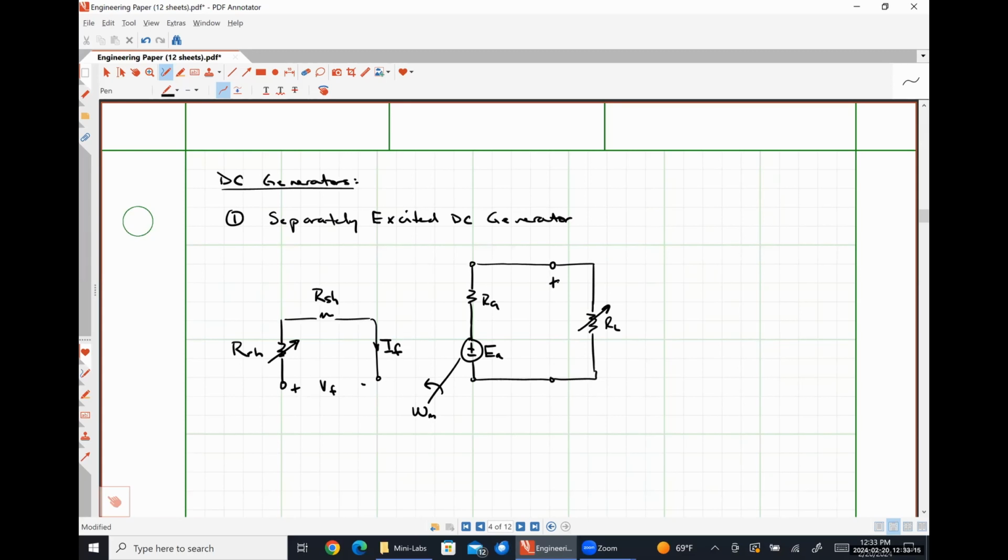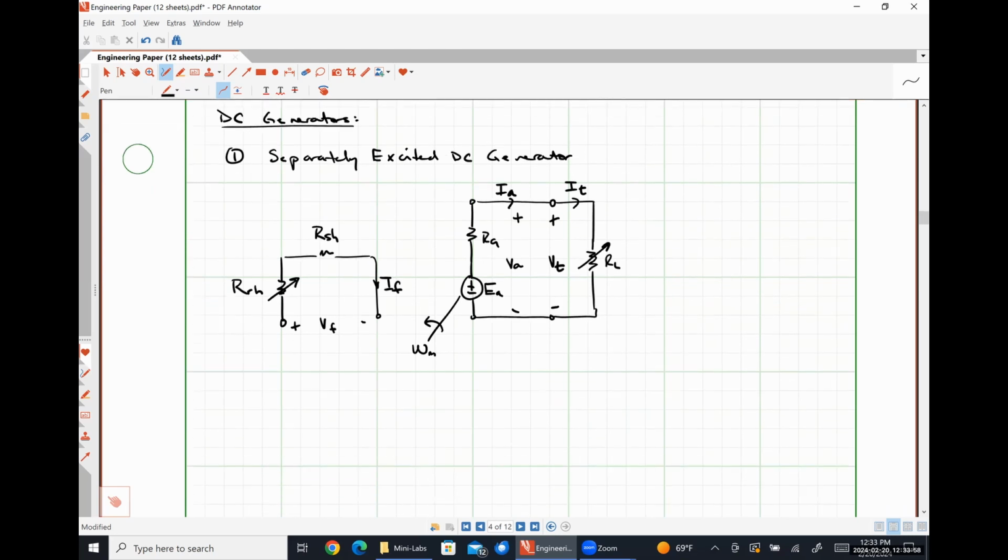So the voltage drop across my load resistor is going to be simply VT. Here's my armature current, IA. So I'm going to call this voltage VA, which is the total voltage drop across my armature. And I have an associated current IA. This is the current IT that's leaving my terminals.